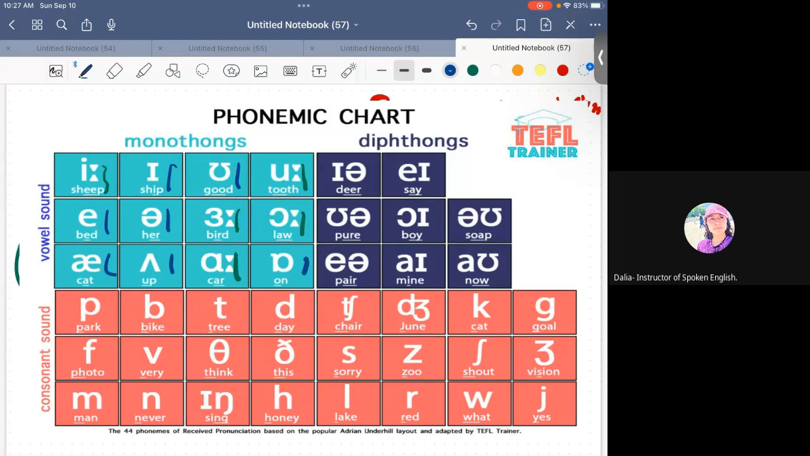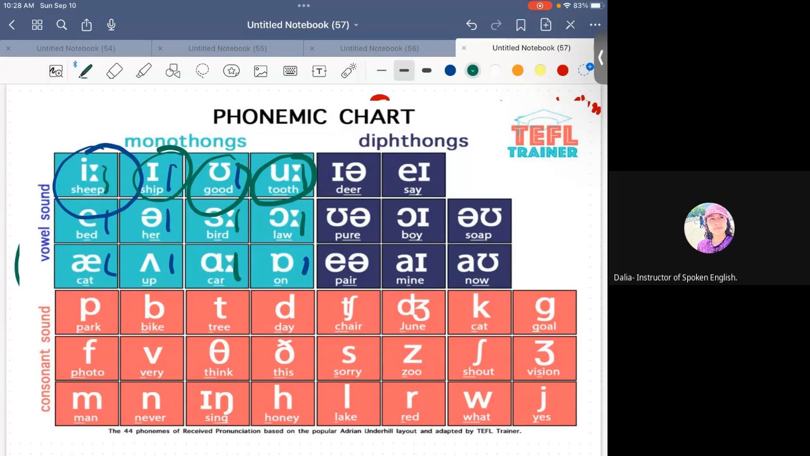For example, you can see a word here like sheep. Because it is a long sound, you don't say ship, you have to say sheep. Last afternoon I saw a lot of sheep. Don't say a lot of ship. So this is a long sound. And when we are thinking about short sounds, it means ship. Then good, tooth. So this is a short sound. Good. Don't say good with a long sound. And this is tooth.